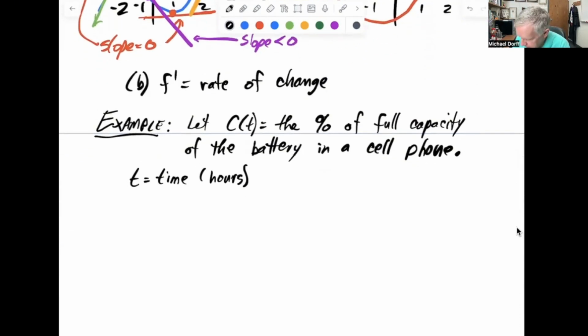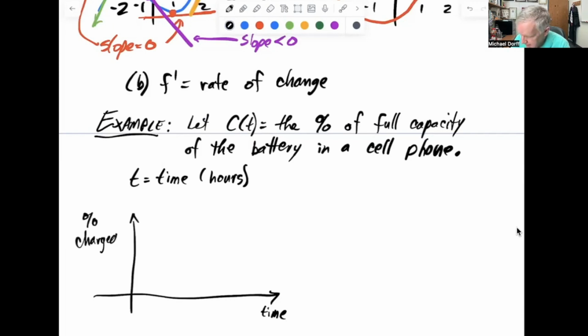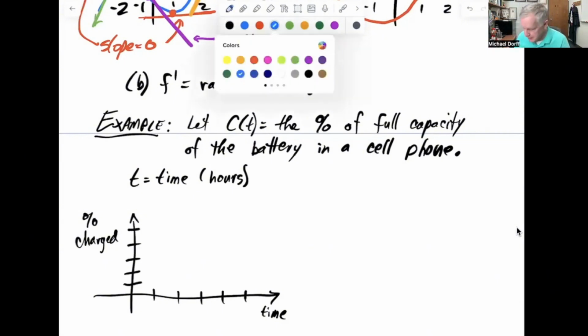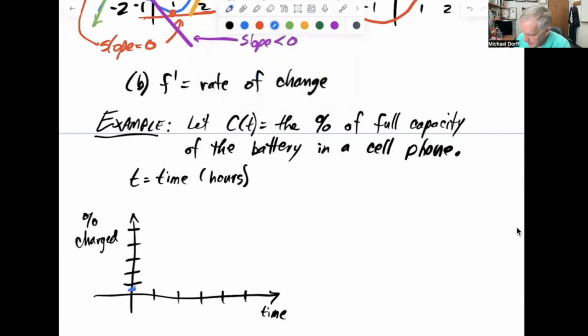So if I were to make a graph of that, where this represents time on the one axis, and this is percentage charged, and again, I'm looking at charging it over time, the graph might look something like this. I plug my cell phone in, I'm charging it. It may start off at a low value here, and over time, it's going to be increasing, and it's going to get closer to 100%, where this is equal to 100% there.